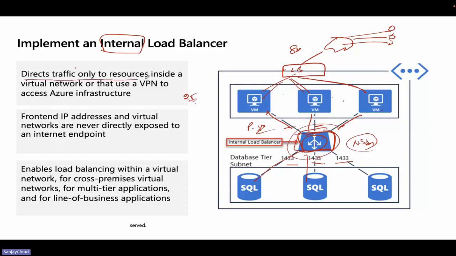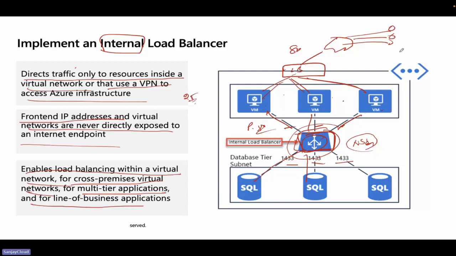It directs traffic only to resources inside the virtual network, or those that use VPN to access Azure infrastructure. Using VPN means I'm going to access my private infrastructure. Front-end IP address and virtual networks are never directly exposed to an internet endpoint, so there would be no public IP address on your load balancer. It enables load balancing within our virtual networks or cross-premise virtual networks, or multi-tier applications for line of business applications as well.